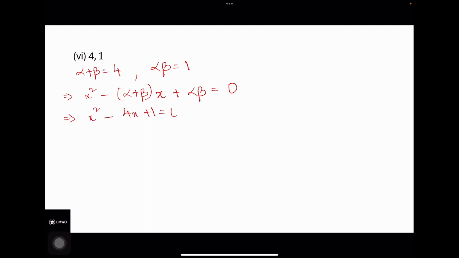The last question: alpha plus beta is 4, alpha into beta is equal to 1. So x squared minus (alpha plus beta) x plus alpha beta equals 0. Replacing the values here, x squared minus 4x plus 1 equals 0, which is our quadratic polynomial.